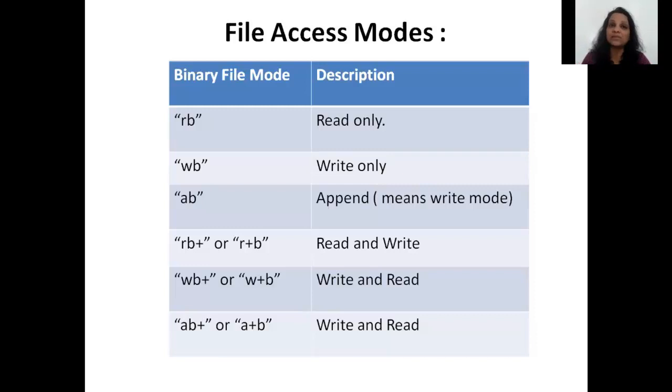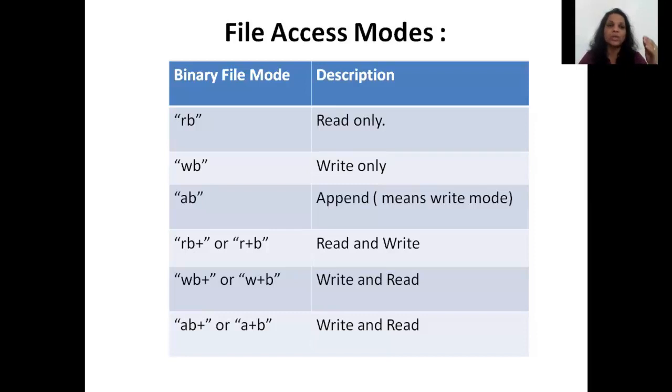Now, in text files, we learned that if you don't write any mode, by default, it is R. But in binary files, there is no default mode. So if you want to do the read mode, you will have to write RB. R was the only default mode for opening the file. Any other mode of text file, or all the modes of binary file, you will need to specify the access mode while opening the file.